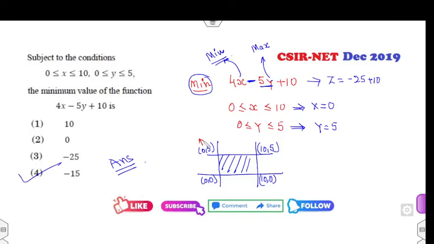Now what is the value of the z at this point? 0 minus 25. What is the value of this? 40 minus 20 plus 10, 30. This value is 40 plus 10, 50. This is my 10. So clearly say minimum is my 50. There is no need to solve it graphically, as I told you, my this shortcut.